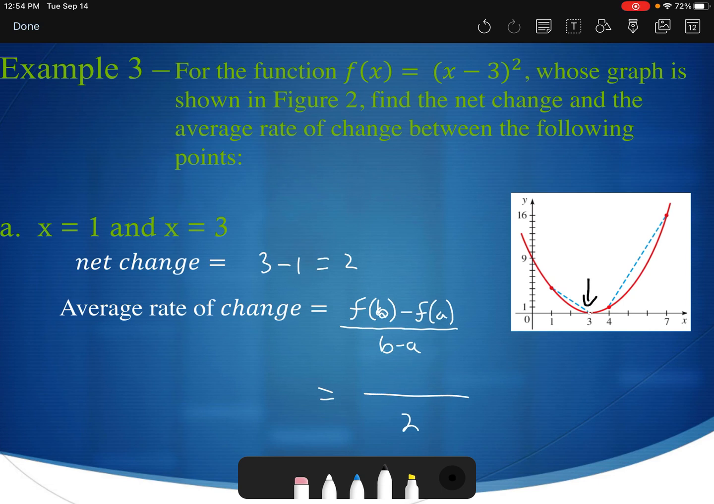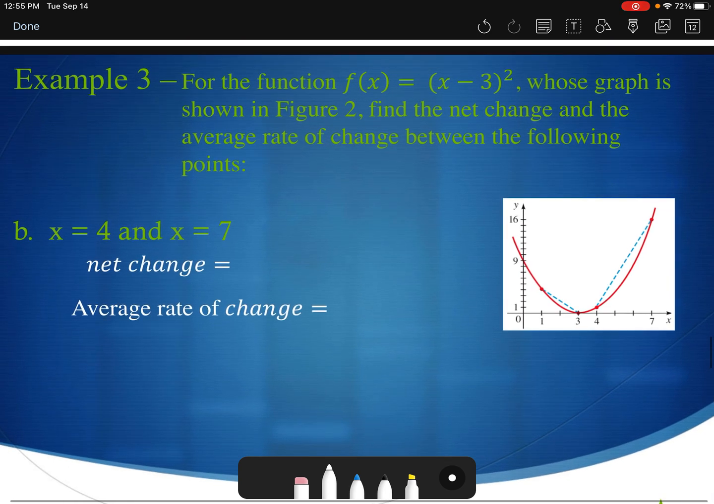What is f(b)? Well, that would be right here between 3 and 1. That's 0. So f(3) is 0. Minus, what's f(1)? Well, it looks like f(1) is 1, 2, 3, 4, looks like to me. So f(1) is 4. So the average rate of change is negative 4 divided by 2, which is negative 2 between 1 and 3.